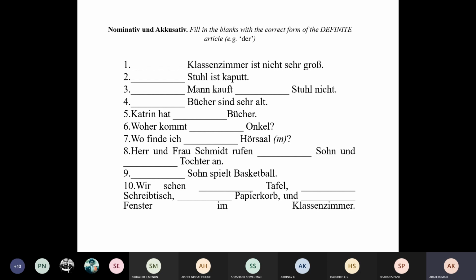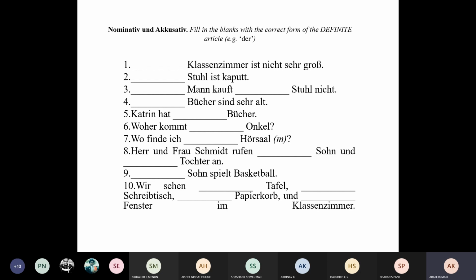And now the next one. You can also try the next one, number five. Katrin hat, definite article. All the time we have to put definite article. So what do we do here? Katrin hat die Bücher. Yes, Katrin hat die Bücher. Again, though in the previous sentence, die Bücher is nominative. In this sentence, die Bücher is accusative. But as you remember, as we have done in the table, in both the cases, nominative and accusative, plural, the rule is the same. So die Bücher.